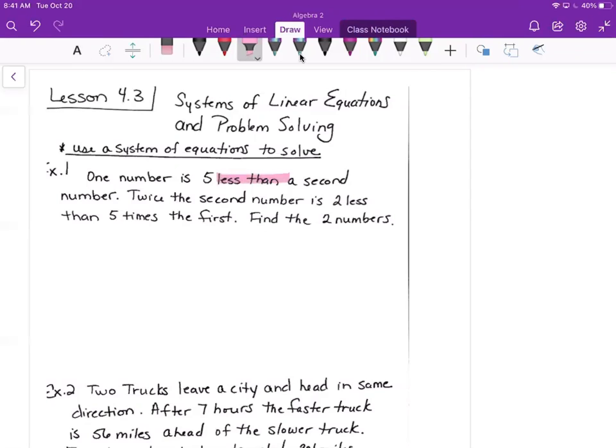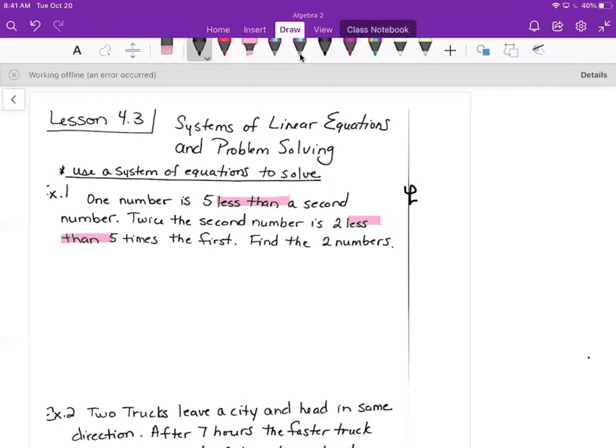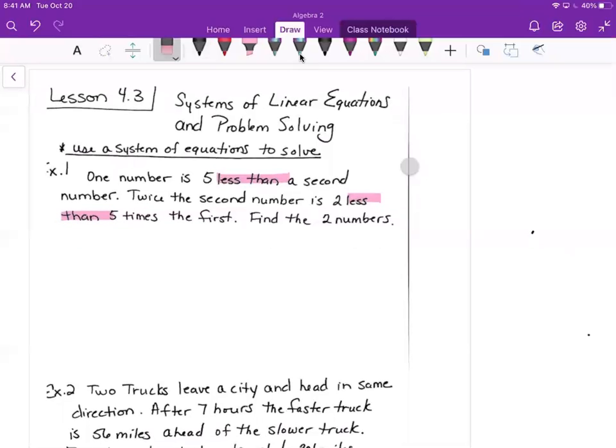Now, there are several important things in here, but I want to remind you, whenever it says "less than," you have to remember to switch the order in which they're written. And you always want to quantify a variable. So I'm going to call one number x. So number 1 is going to be x, and the second number, or number 2, is going to be y.